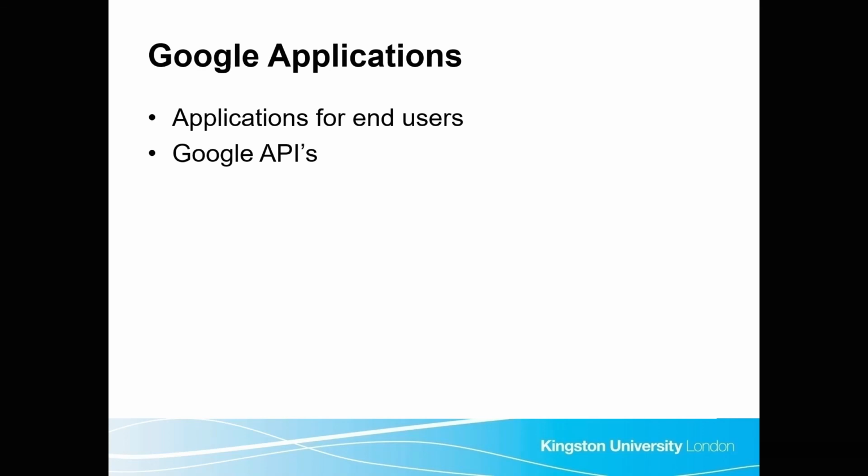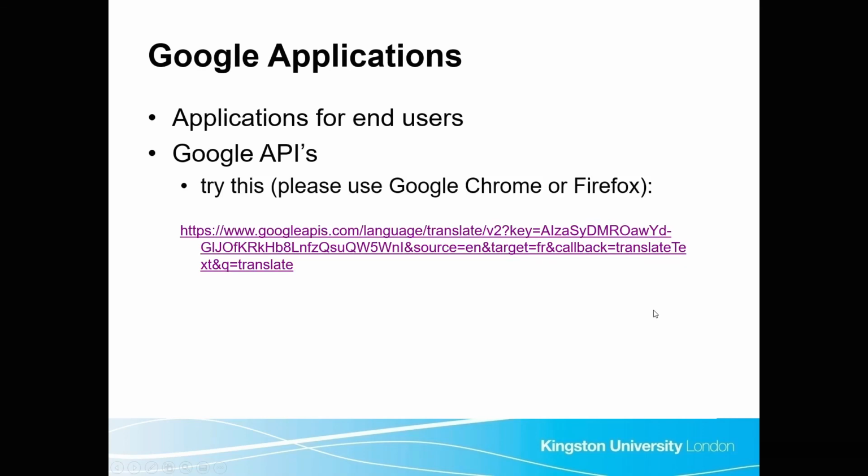Google applications are not just the applications for the end users. These are also Google APIs, so gateways to use Google applications as typical web services called from other client web applications. For example, let's have a look at this link. You can try it using Google Chrome or Firefox. This is a URL link, so the only thing that we have to do is just to click it.